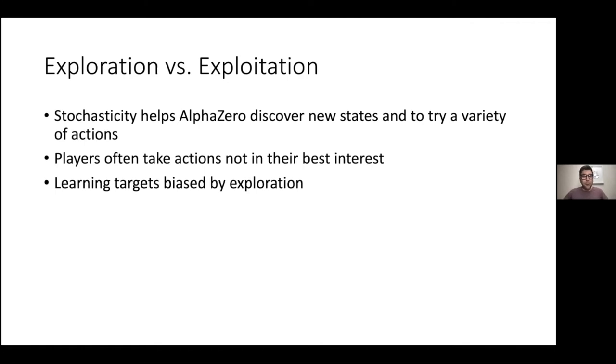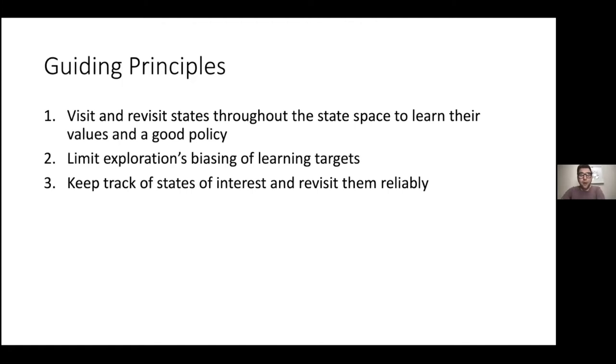With this in mind, we developed the following guiding principles when developing Go Exploit. First, we wanted our new exploration strategy to visit and revisit states throughout the state space to learn their values and a good policy. Essentially, we wanted our exploration strategy to perform good exploration. Second, we wanted our exploration strategy to limit exploration's biasing of learning targets. This alludes to the previous slide, where I was explaining that the stochasticity introduced in AlphaZero creates poor learning targets. So we wanted to develop an exploration strategy that's still able to perform good exploration, but doesn't suffer the consequences of creating these poor learning targets. And finally, we wanted our exploration strategy to keep track of states of interest that could benefit from further exploration and to revisit them reliably.